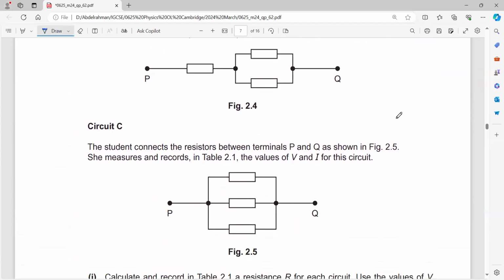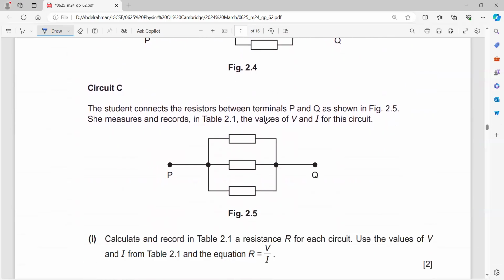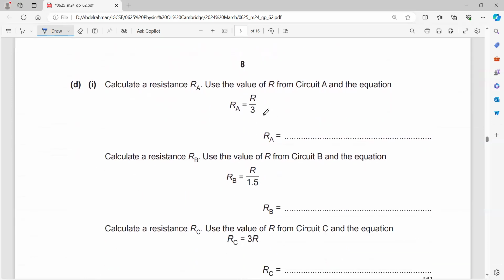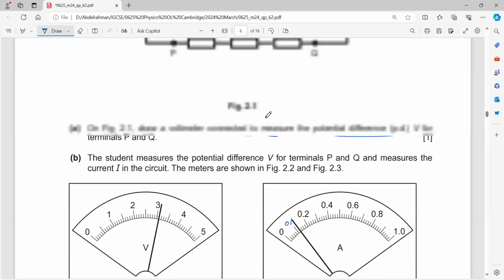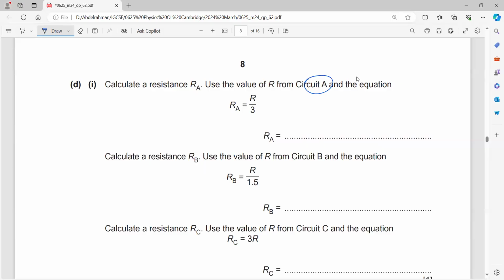Circuit B and circuit C. Again, circuit B, we had one resistor and two of them were in parallel. Circuit C, the three of them were in parallel. Calculate a resistance RA. Use the values R from circuit A and the equation RA equals R over 3. The resistance of RA, which was 25.8, 25.8 divided by 3. This would give me a total resistance of 8.60 ohms. Okay, three significant figures.